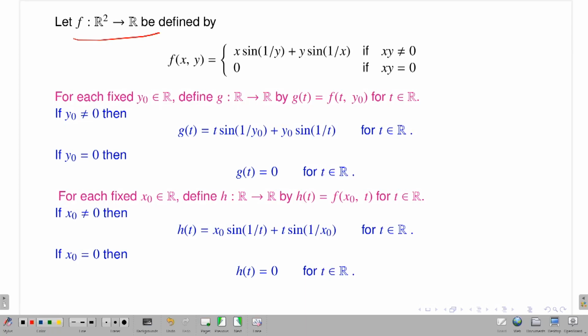So, this is another example. I have a function f from R2 to R which is defined like this. I think you might have seen this kind of function in my earlier slides. How do I define it? If xy is non-zero, it is x sin 1 by y plus y sin 1 by x, and 0 if xy is 0.